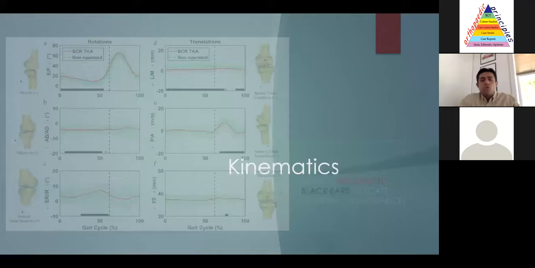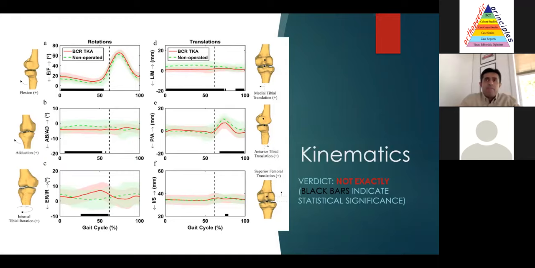So this was a group that studied this, and they looked at various degrees of rotation and various degrees of translation. I said that there are three rotational and three translational axes, and that's what they looked at. The bicruciate retaining is in red, the native non-operated knee is in green, and these black bars at the bottom are the degree of error or the degree of difference. So if the black bar is bigger, that means that there is a difference. If the black bar is smaller, there is very little difference.